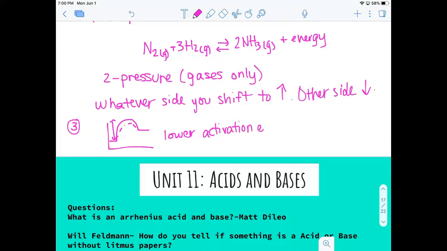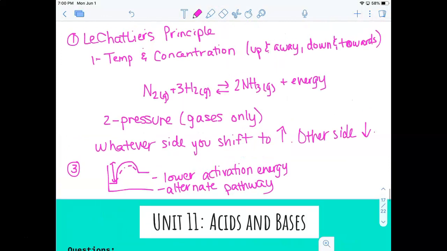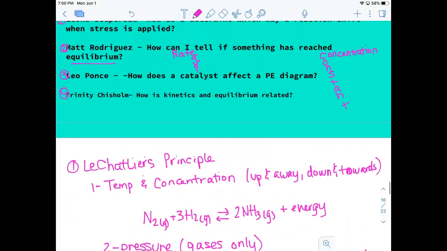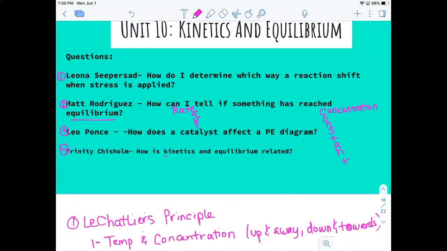Other wording you can see is alternate pathway. So you line the molecules up so that when they collide, it's going to be a perfect collision, even if they don't have a ton of energy. So that's what a catalyst does, and both of those things increase the rate, so they both make the reaction go faster.